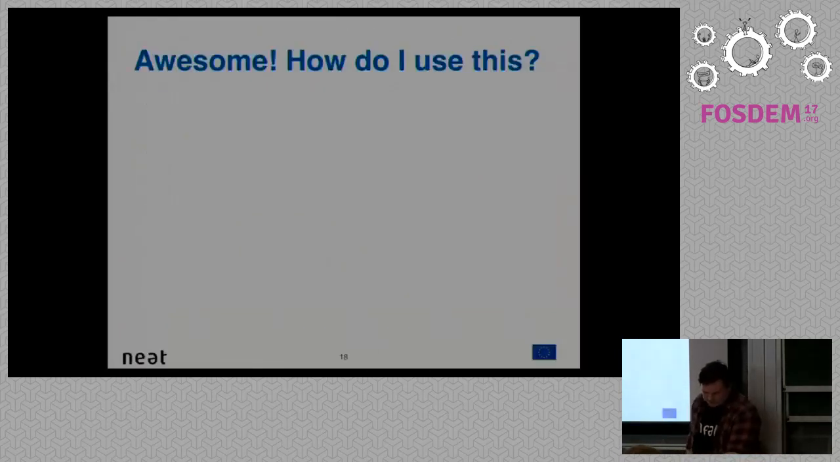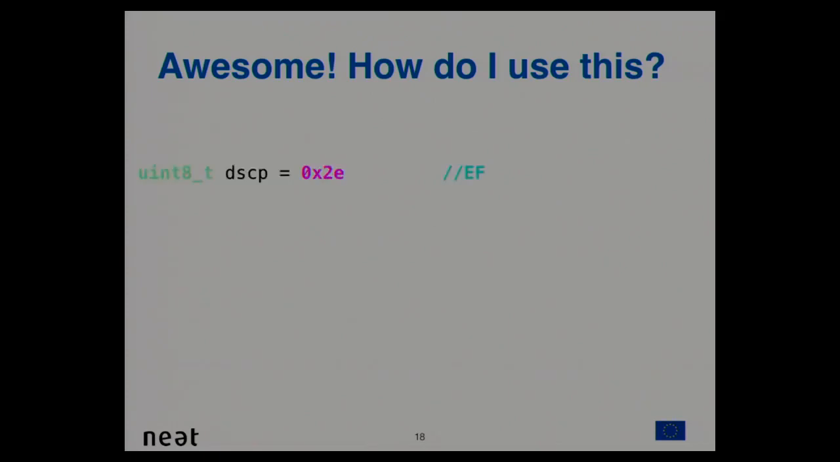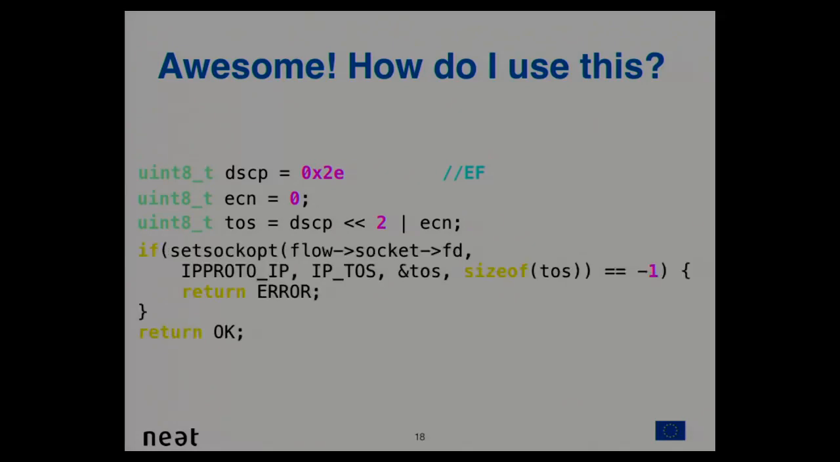Okay, enough science. How do I use this? From C, you decide to use a DSCP. I've done this in hex because I like hex. Pick out an ECN. Shift your DSCP mark up 2 bits, so we hide the ECN field, OR with your ECN value, and you call a setsockopt.